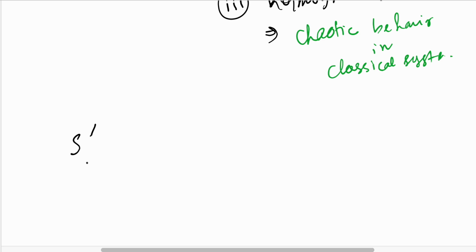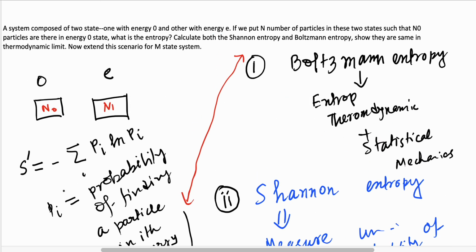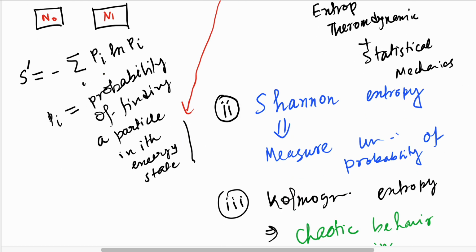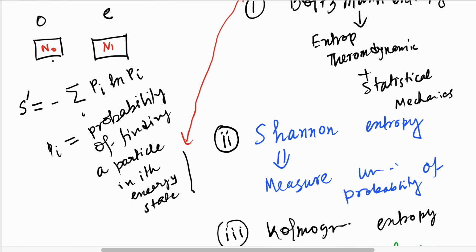So to calculate the Shannon entropy, we have to know the probability of finding a particle in the ith state. So here how many states are there? Only two states are there: one state with energy 0 and another state with energy E. So what is the probability that I will find a particle in the 0 state?